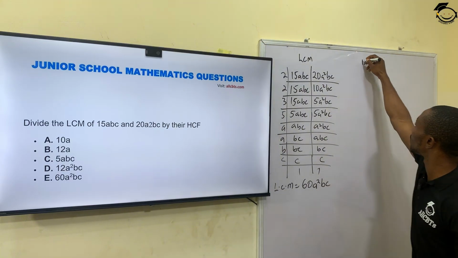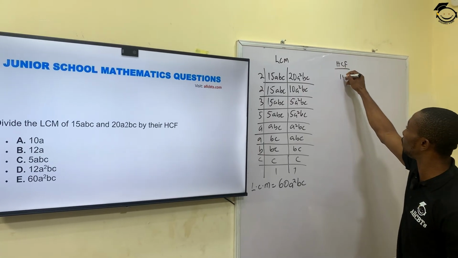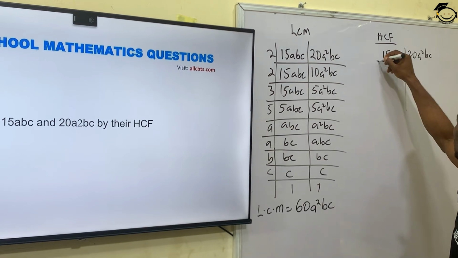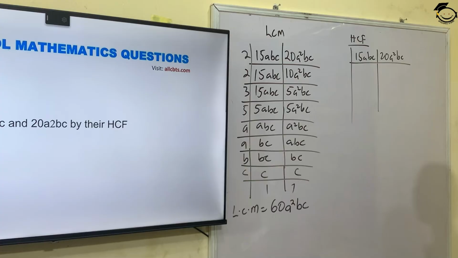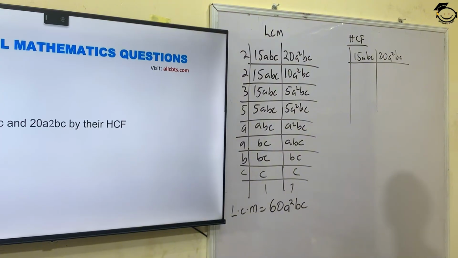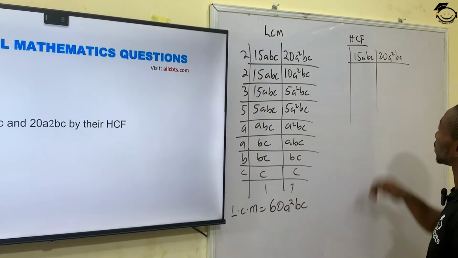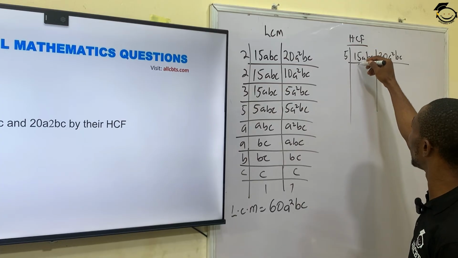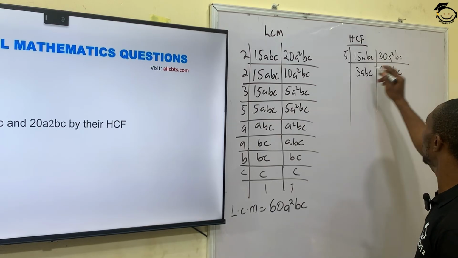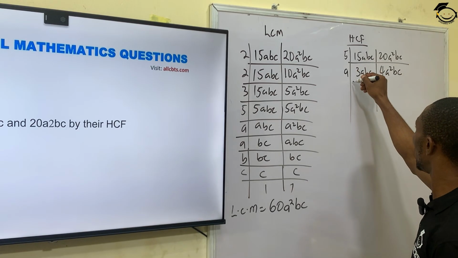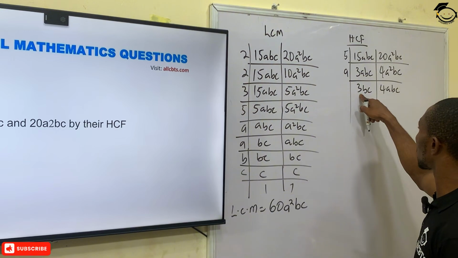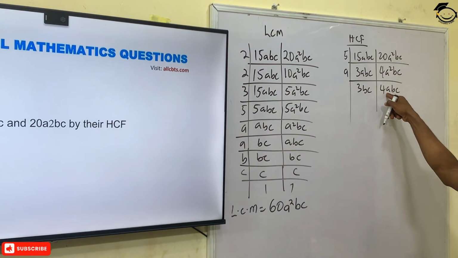Now for HCF, which is the highest common factor, we have 15ABC and 20A squared BC. Now for the highest common factor, we are looking for a factor that can divide both numbers equally. All right, so now 5 will go into 15 and 20 comfortably. So 5 will give us 3ABC and 4A squared BC. Now what else? A can go. A into this will give us 3BC and 4ABC. Now since we do not have another A here, we can't divide with an A.